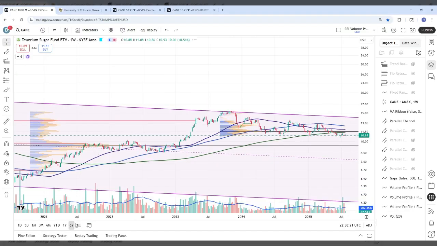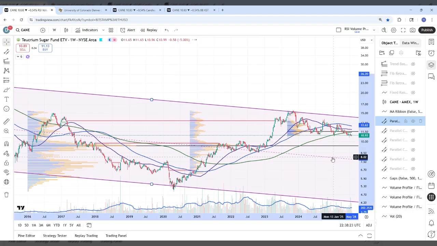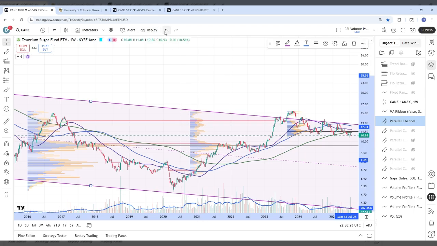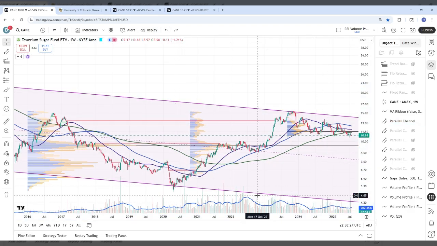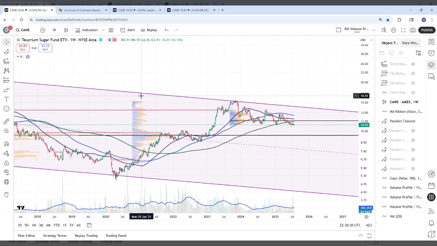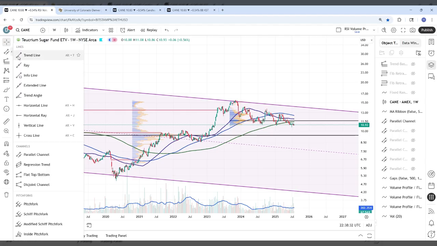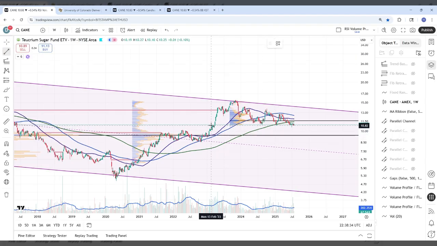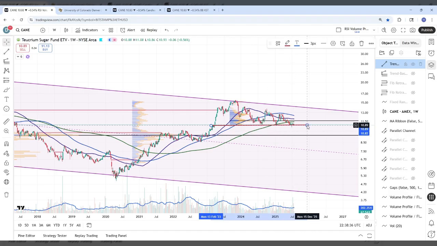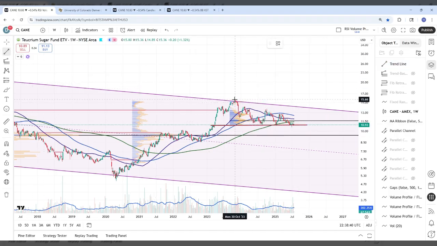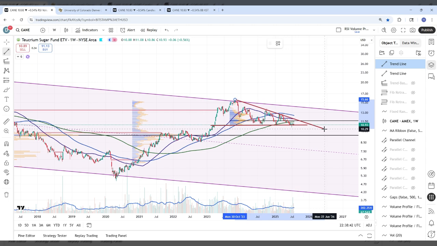Going to weekly, so we have here a potential floor right here that we're pinching down into, and we'll see a break up.